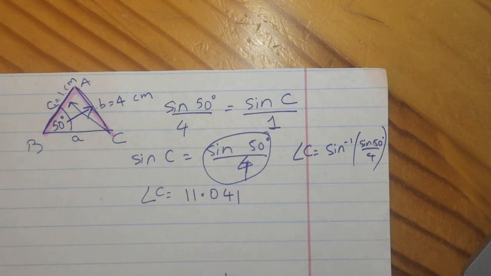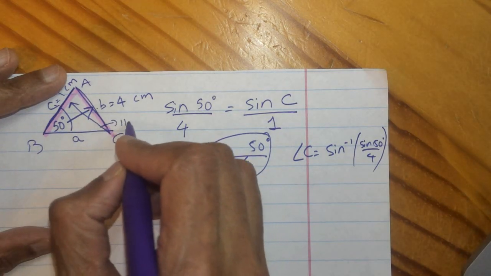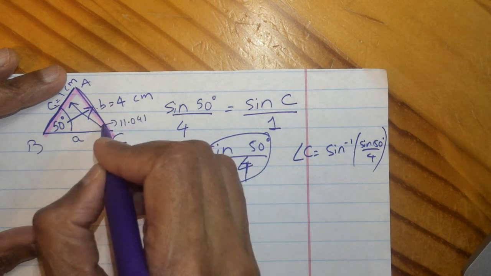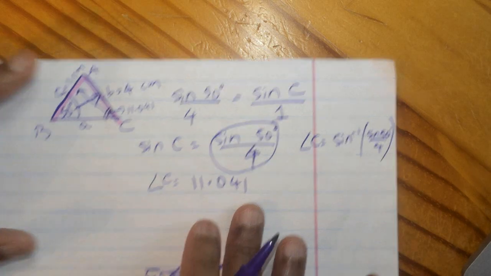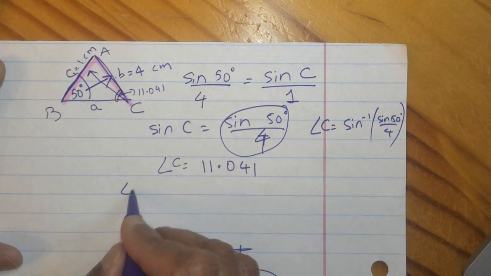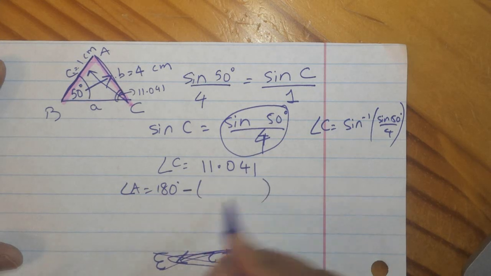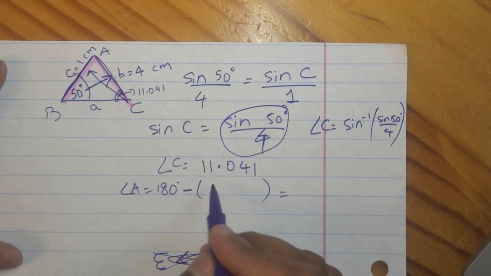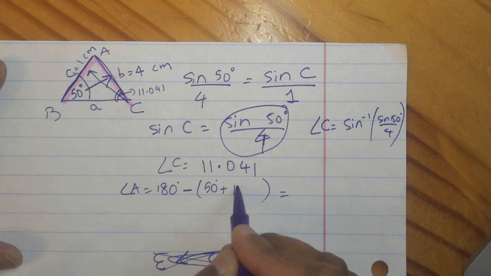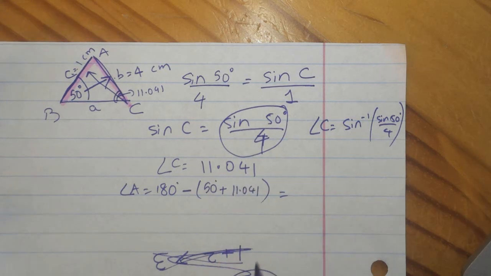Once I have angle C, can I find angle A? Of course, because if this is 11.041, I have this angle. Whenever you have two angles, you can always find the third angle by subtracting from 180 degrees. 180 minus these two angles, 50 plus 11.041. Put this in your calculator, and what do you get?